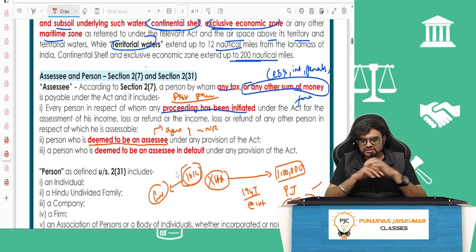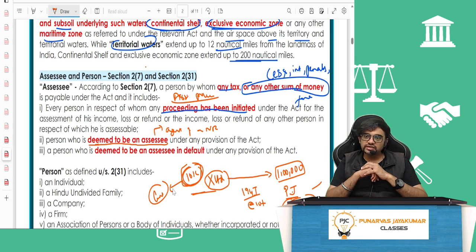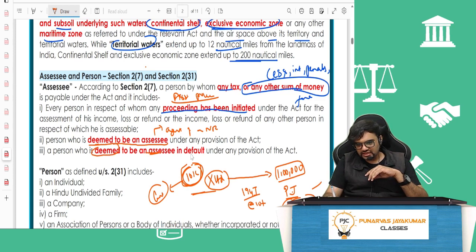Lawmaker says, Mr. X Limited, on behalf of PJ, you need to deduct this 10,000 which I have already deducted. Not only deduct but also pay to the government. If you do not pay to the government, then you will be deemed to be an SSE in default. Imagine. Who will be deemed to be? X Limited. Actually, who has committed default here? Technically speaking, whose income? PJ's income.